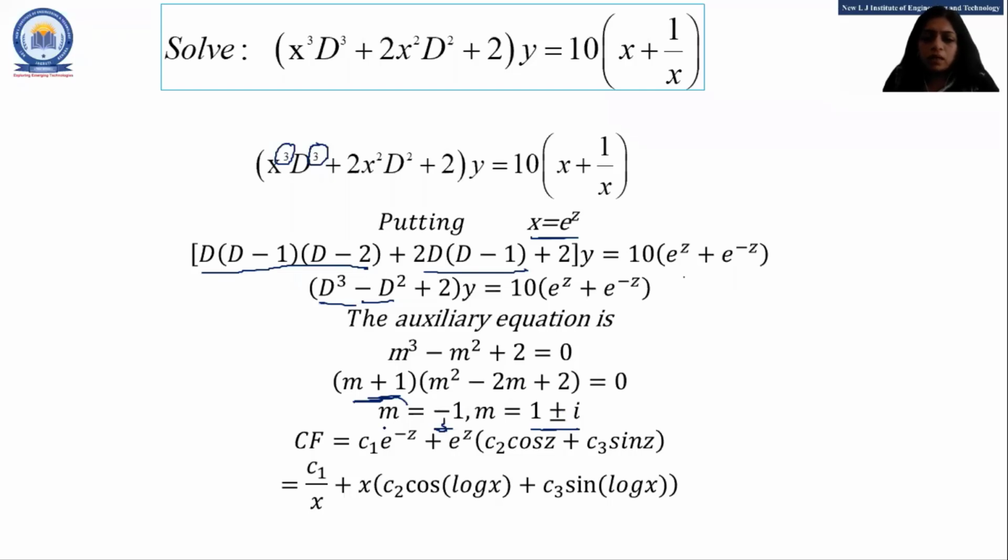So as per the real part, C1 e raised to minus z is the first term, and the other is e raised to z, this one is the real part, so e raised to z, then (C2 cos z plus C3 sin z). Now, if I convert into the x form, then C1 upon x, since e raised to z is x, and this z is in the log x form.